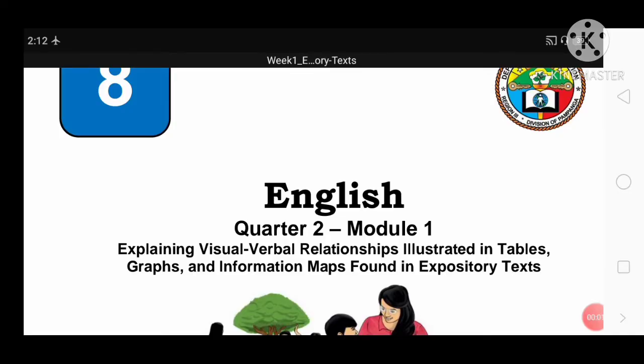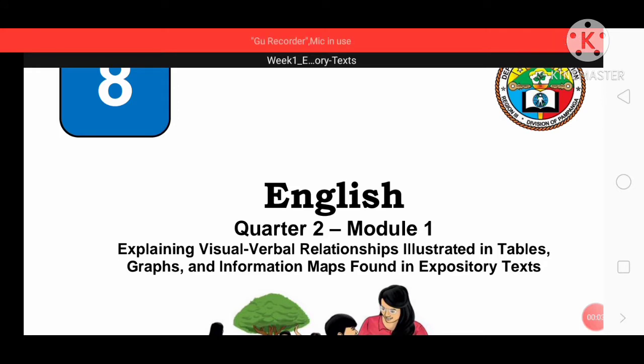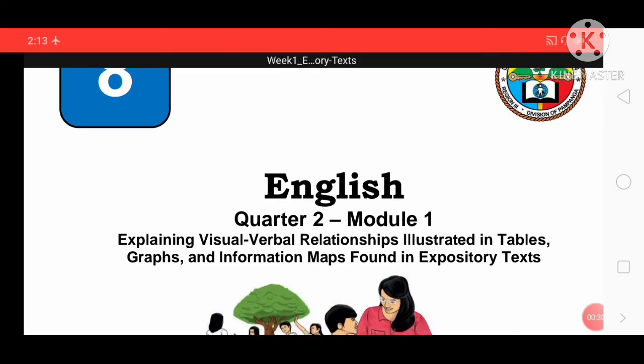Good day, everyone. Our lesson for Quarter 2, Module 1 for English 8 is explaining visual-verbal relationships illustrated in tables, graphs, and information maps found in expository text. In this lesson, we will be using tables, graphs, and information based on the information found in expository text.